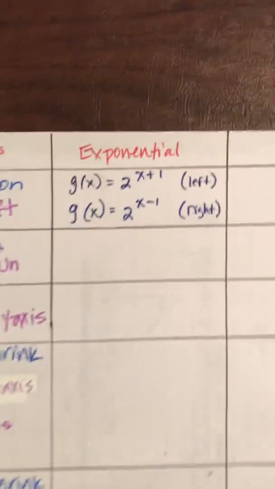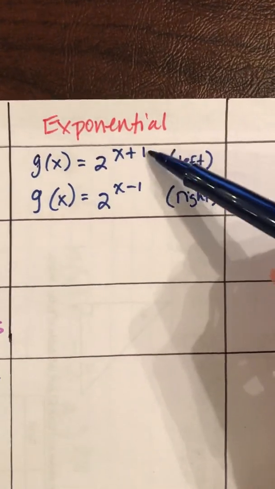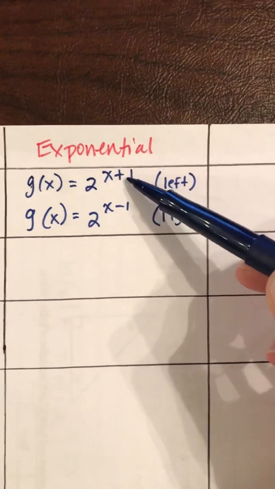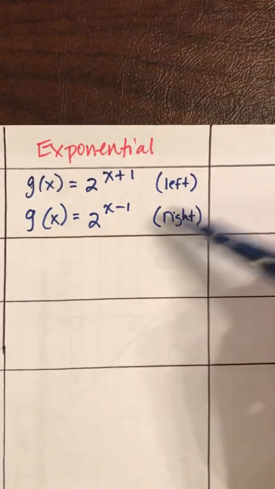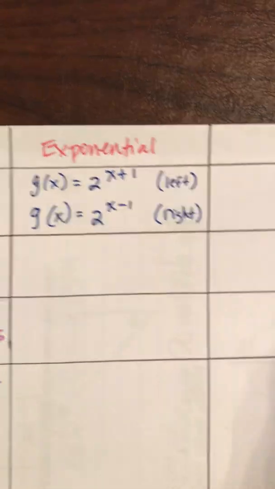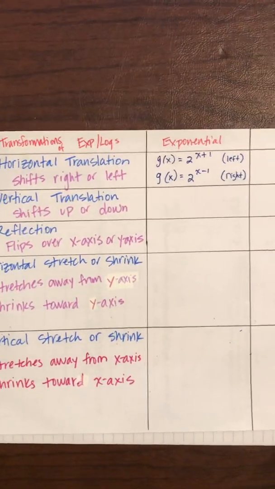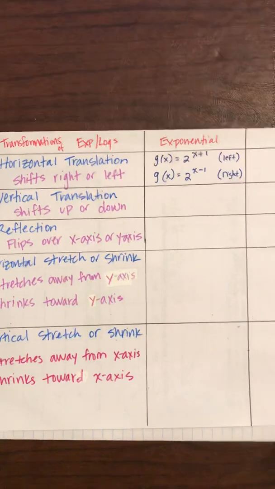So remember, with the horizontal shift, this h value kind of does the opposite of what we think it should do. So the x plus 1 means it's going to the left, and the x minus 1 means it's going to the right. All right, next one is vertical translation.